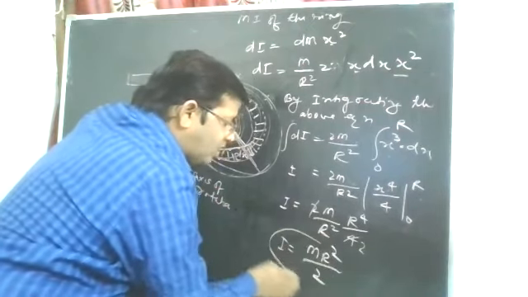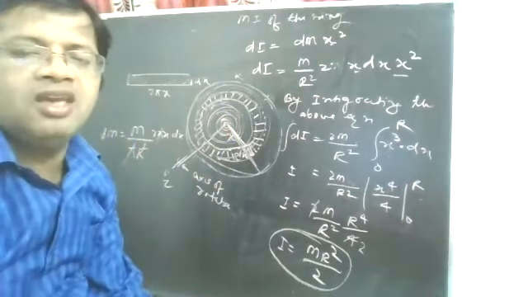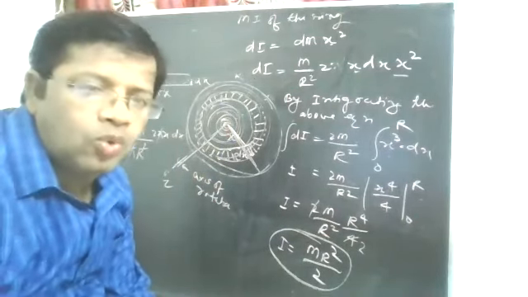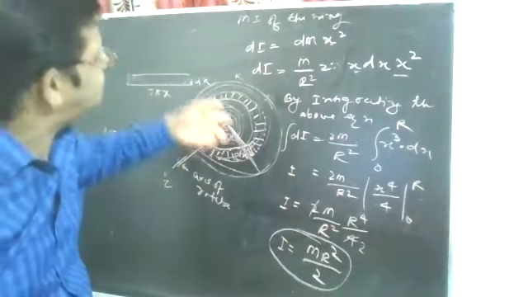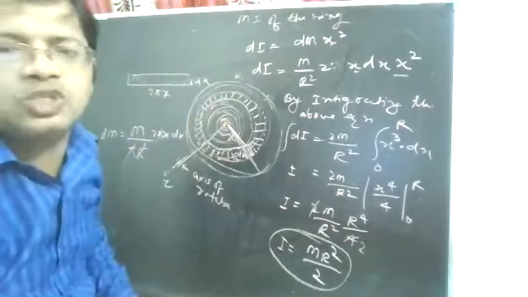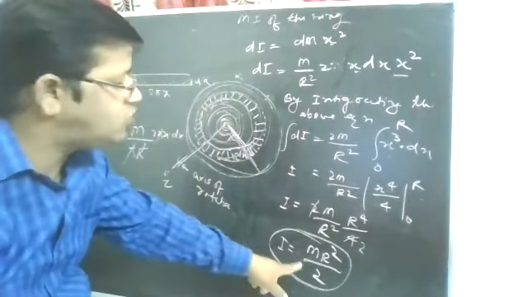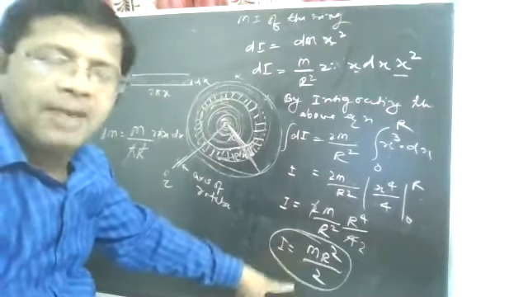What we observe is that the moment of inertia of this circular disc will be m r square by 2, whereas for a ring, it was m r square. For a circular disc, the moment of inertia becomes m r square by 2.